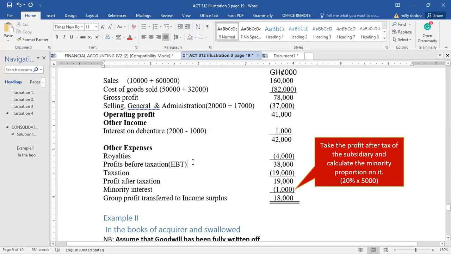EBT, earnings before tax. So those of you who will be upgrading, they will not be using these terminologies again. You'll be using earnings before tax, and interest in that order. But they all mean the same thing. The net profit before tax is the same thing. Okay. So your profit before tax or your earnings before tax. So let me just clear it here so that it will not be confusing you guys, at least.